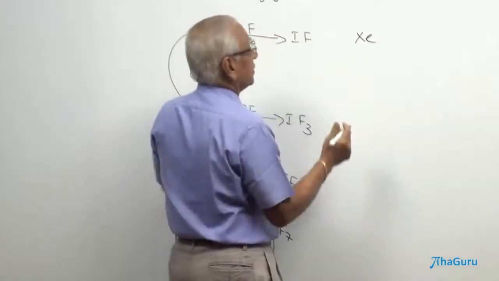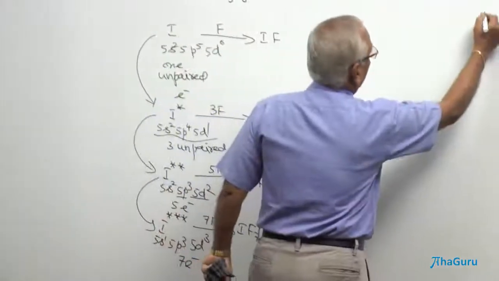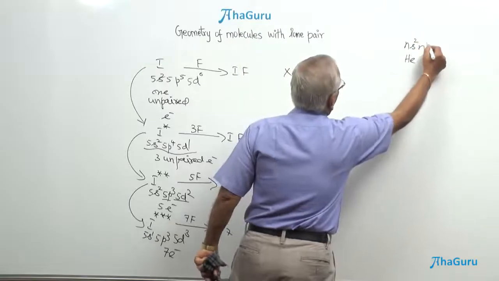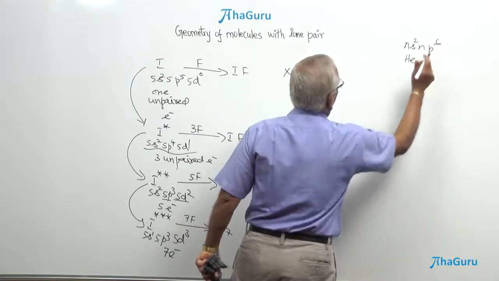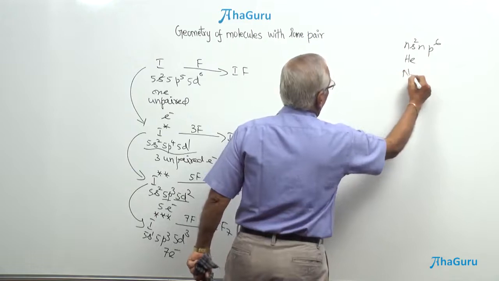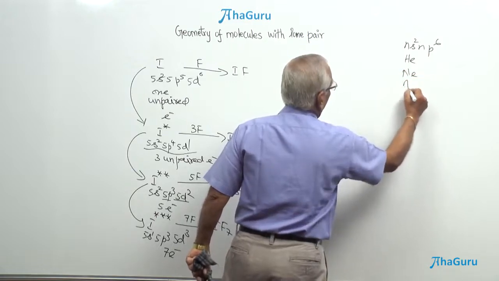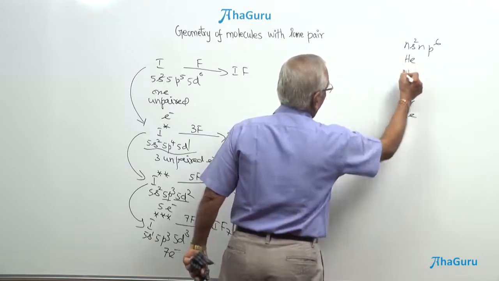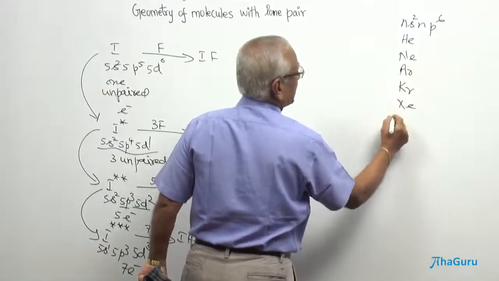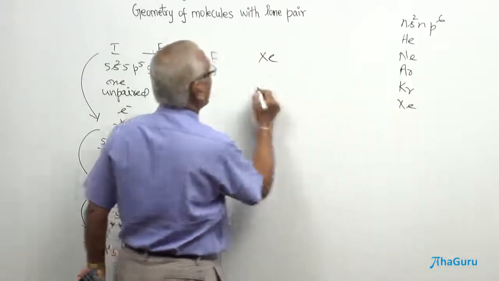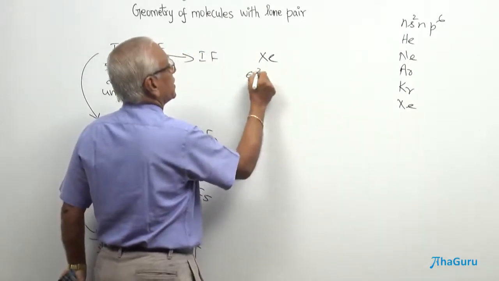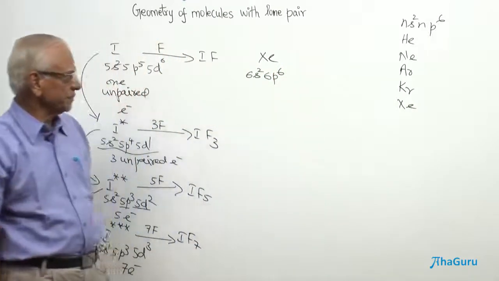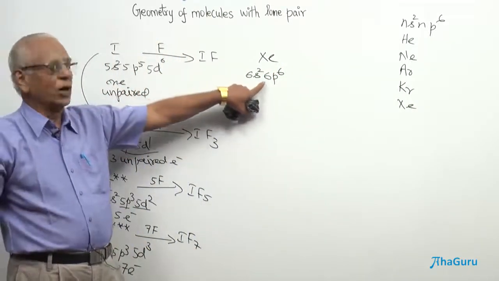Again, helium in the first group, ns2, np6. ns2, np6 is going to be the electronic configuration: helium, neon, argon, krypton, xenon. The second period, third period, fourth period, fifth period, this is the sixth period. Therefore, the electronic configuration is going to be 6s2, 6p6, ns2, np6. How many unpaired electrons?